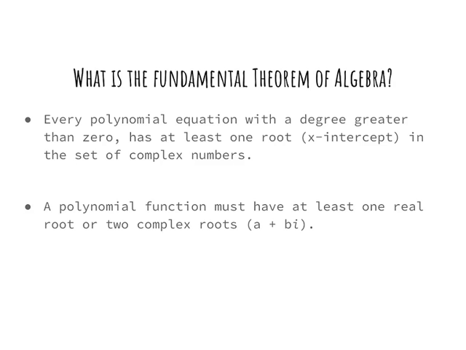A polynomial function must have at least one real root or two complex roots. So we would write them in the form a plus bi. So for our first example here, I'm going to show you what I mean by this. So x squared plus 6x plus 9 equals 0.